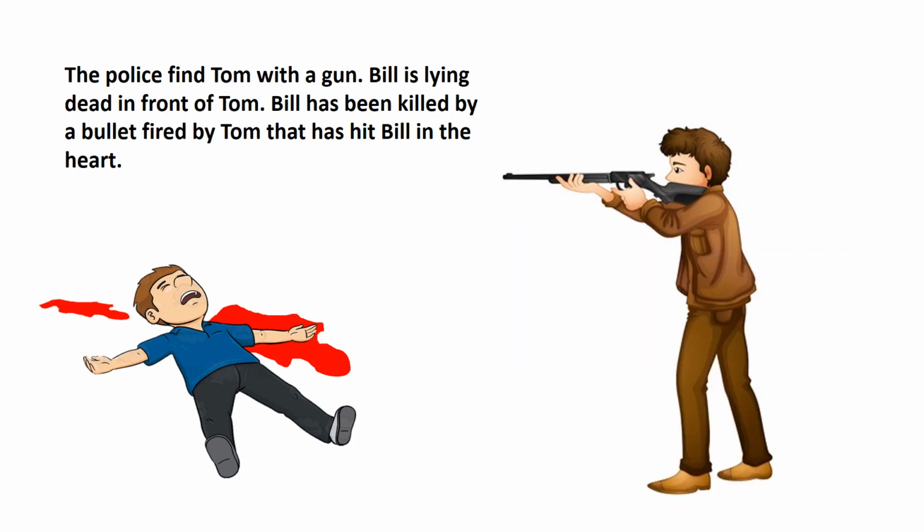Now we come to our last case scenario. The police find Tom with a gun. Bill is lying dead in front of Tom. Poor old Bill, he's certainly been killed a few times today. In this case, Bill has been killed by a bullet fired by Tom that has hit Bill in the heart. Again, the question for you is, did Tom murder Bill? Take a moment to discuss this in your table groups while the video is paused.